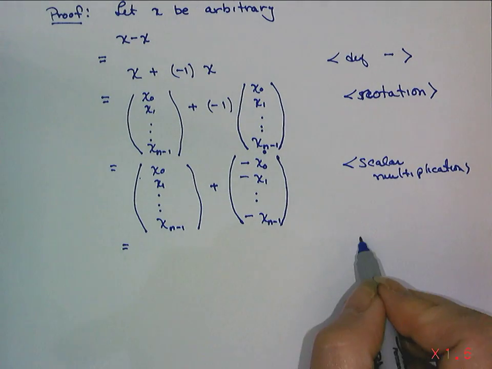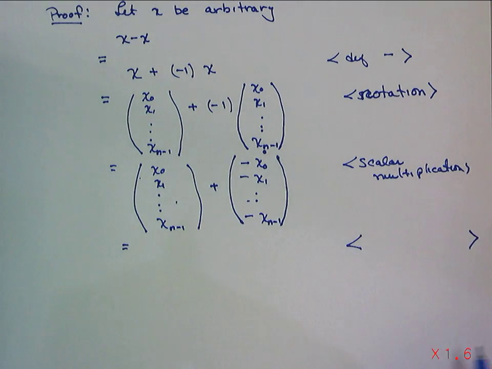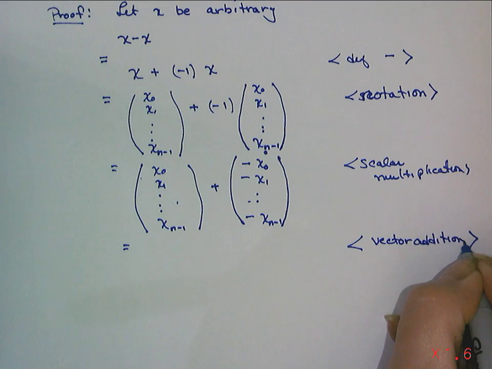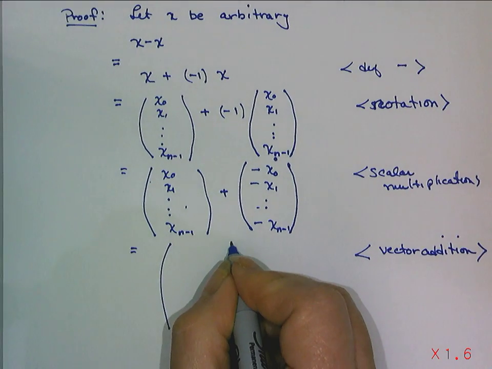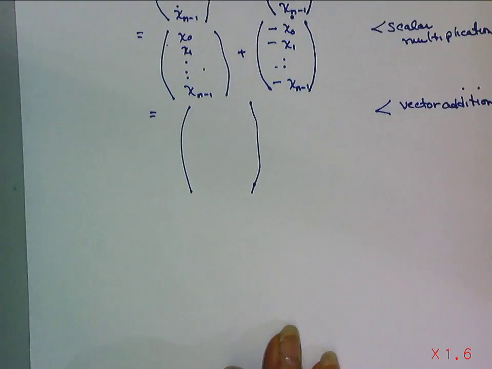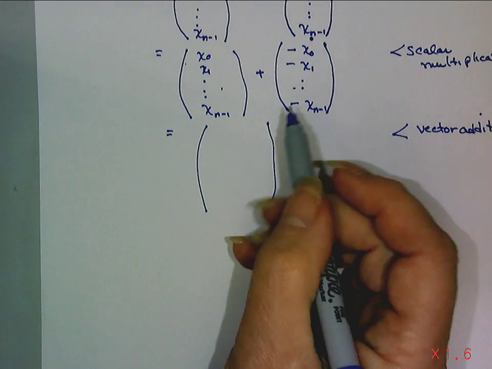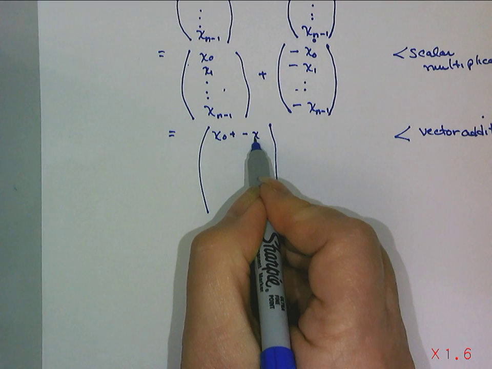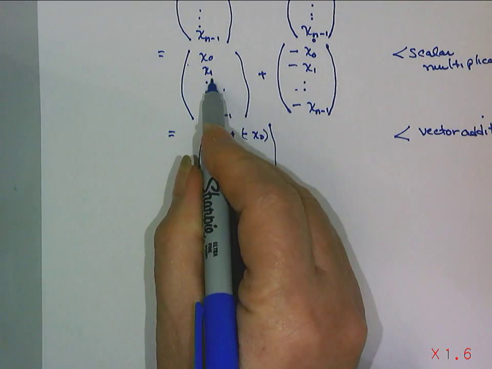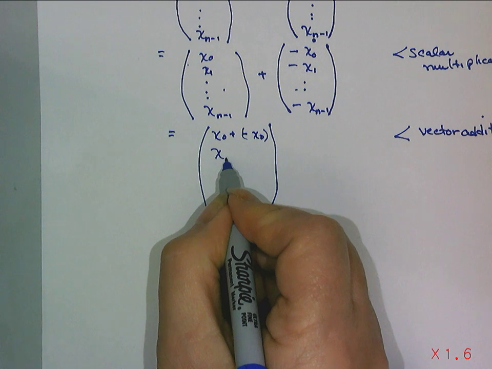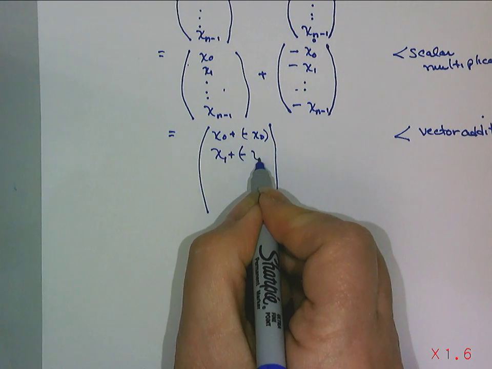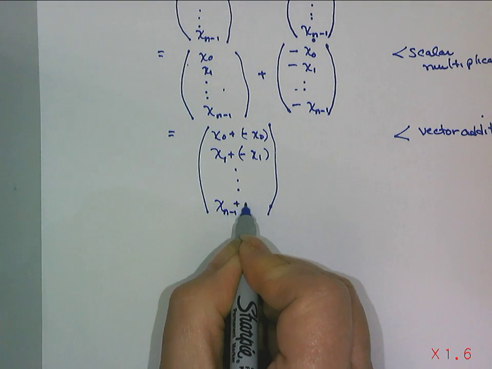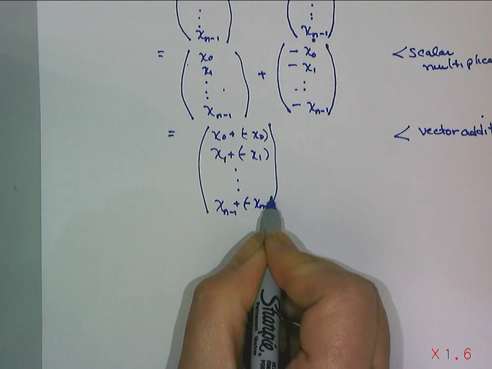Now, we want to perform vector addition. And by the definition of how to do this, the result is going to be a vector of size n with components. Well, the first component will be chi0 plus a negative chi0. We just add component-wise. The second component will be chi1 plus a negative chi1. And the last component will be chi n minus 1 plus a negative chi n minus 1.